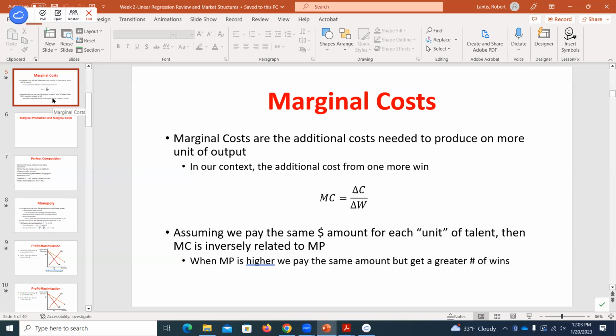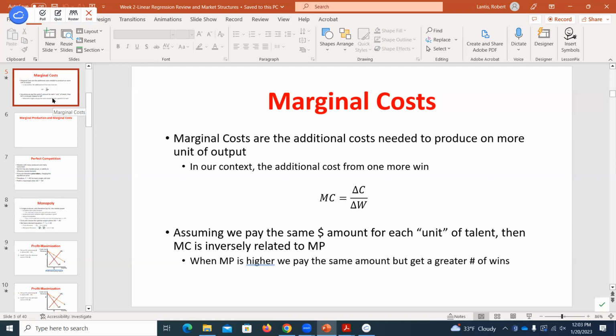So maybe for the very first unit of talent, the number of wins that get added is an entire win. Second unit of talent, maybe I only get half a win. Third and fourth, that should be enough to make the point. So you can think about it here.